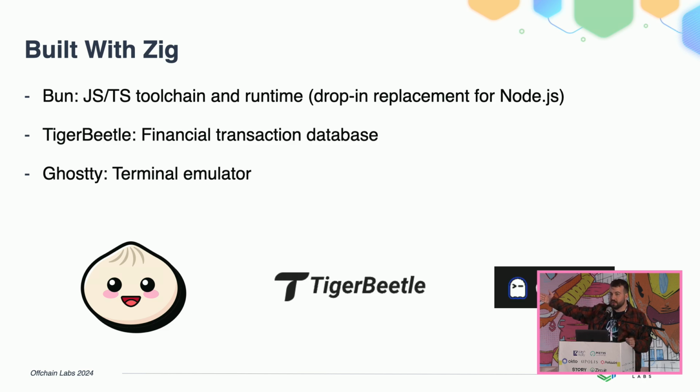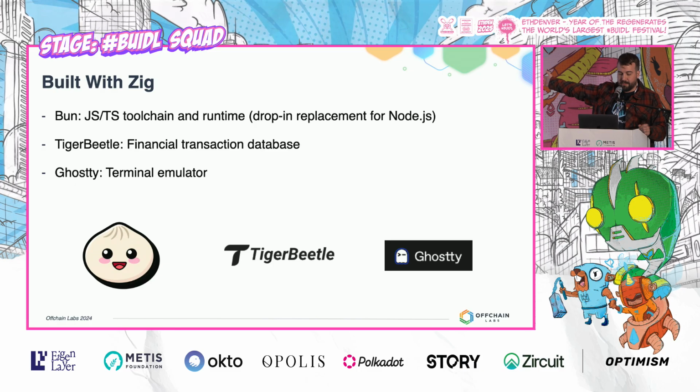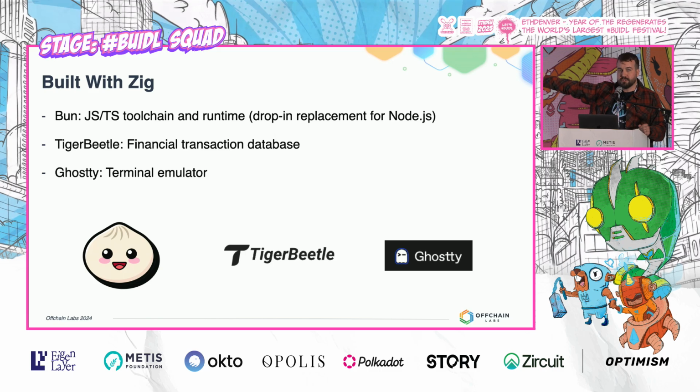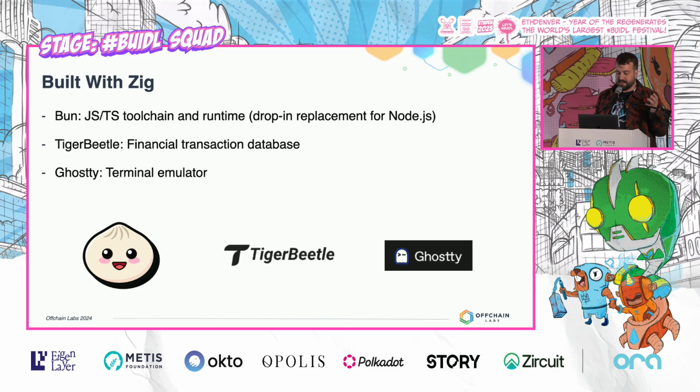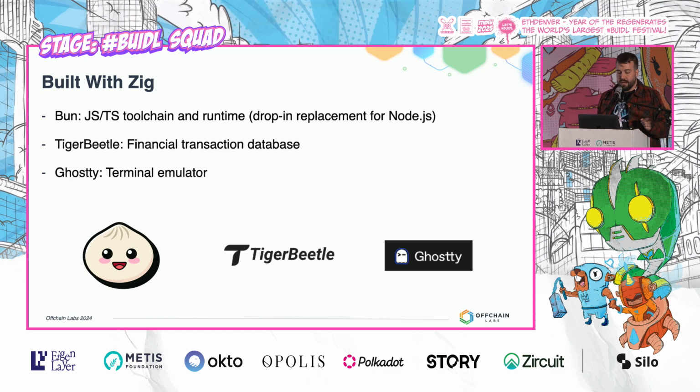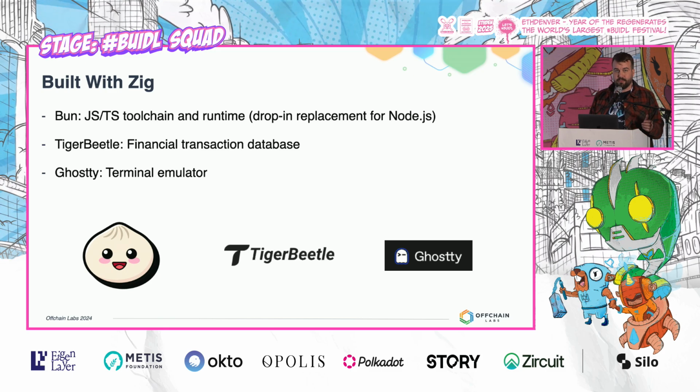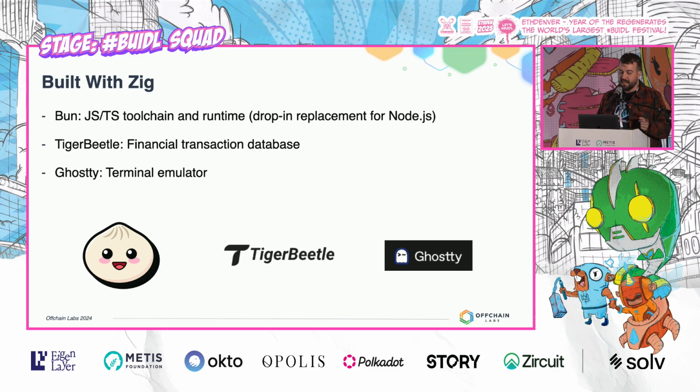These are some of the products that are currently built with Zig. The most popular one might be Bun, which is a very popular JS and TypeScript runtime. That's all written in Zig and has been around for a few years. Also Tiger Beetle, which is a very high-performance financial transaction database, and Ghostty, which is a very good terminal emulator.